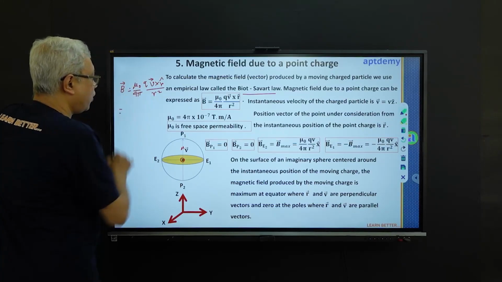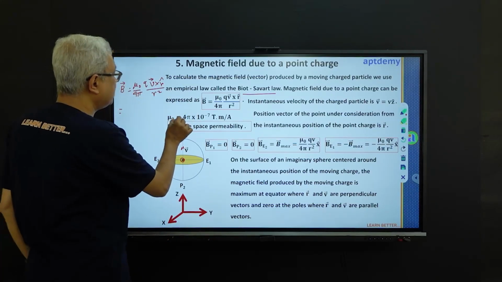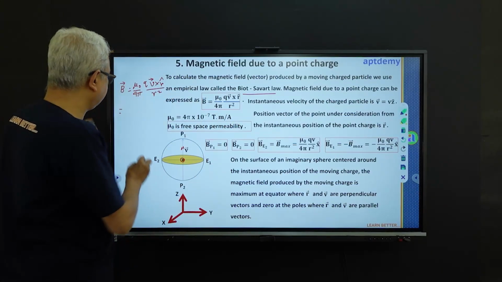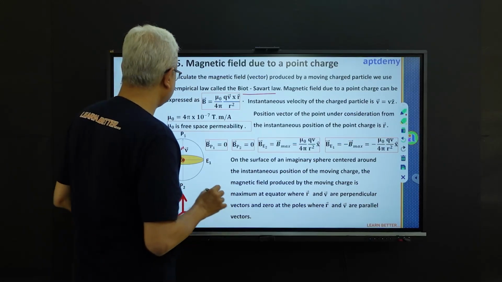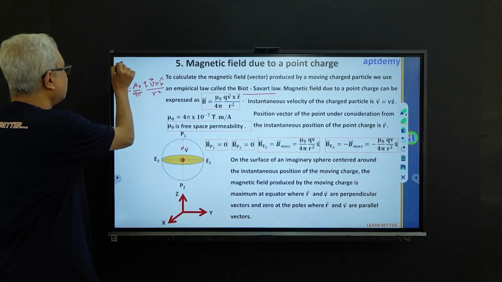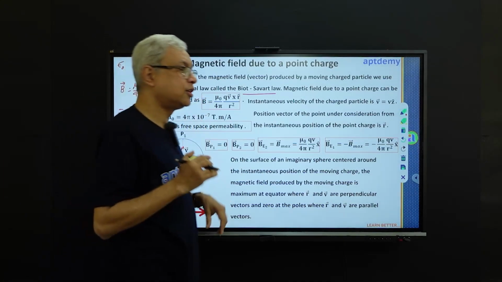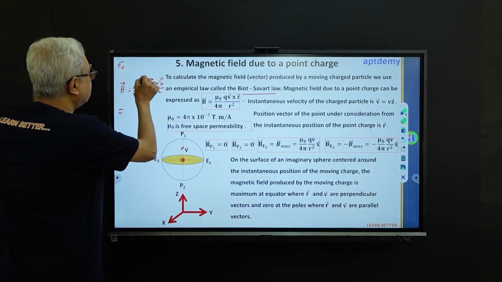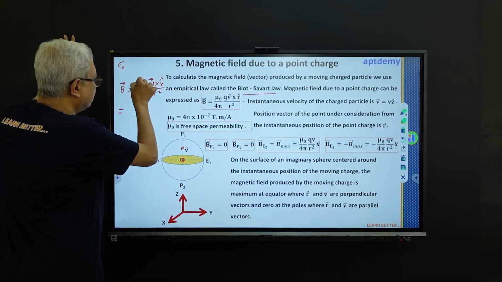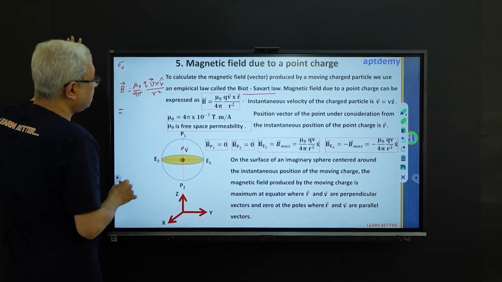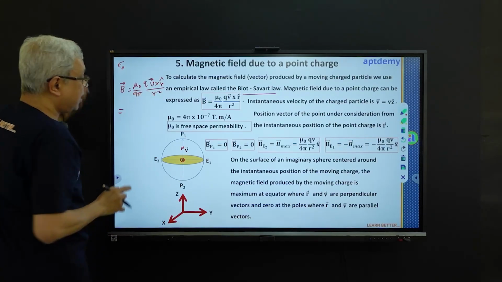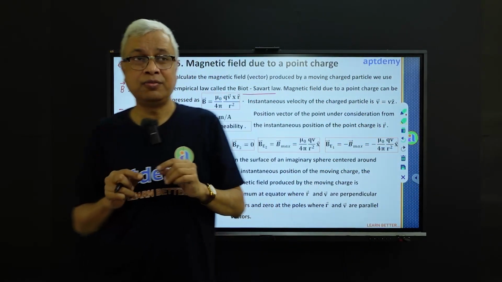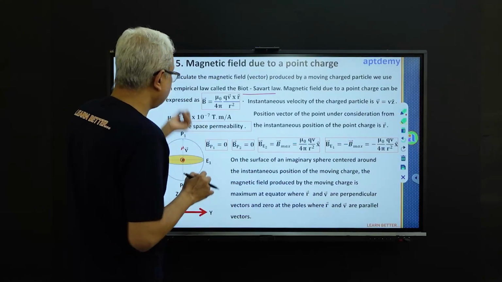Mu naught is called the free space permeability, and its value is 4 pi into 10 to the power minus 7 tesla meter per ampere. This is a universal parameter, like epsilon naught we learned in electrostatics. Q is the charge of the moving particle, V is the velocity vector of the charge, and R is the instantaneous radius vector of the point under consideration measured from the position of the moving charge.